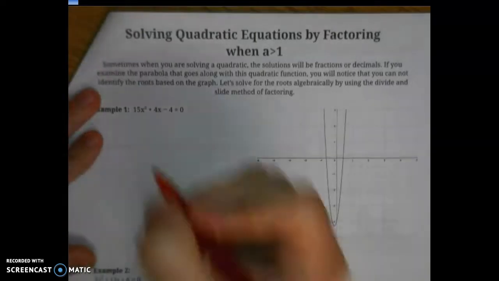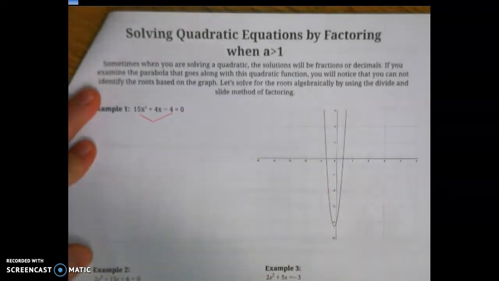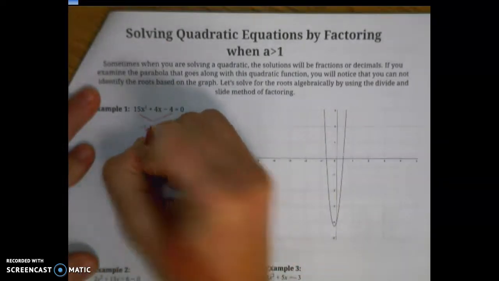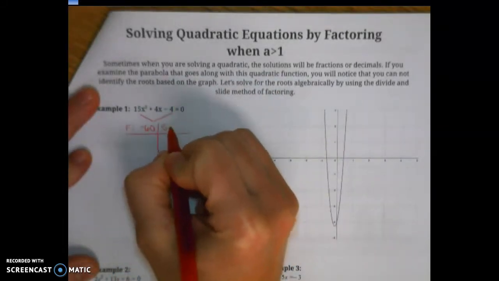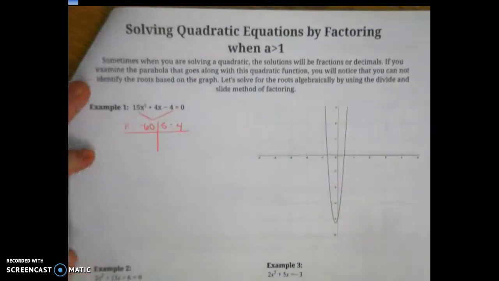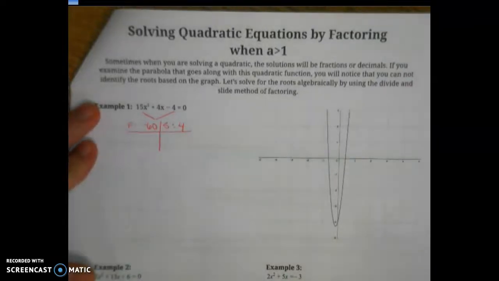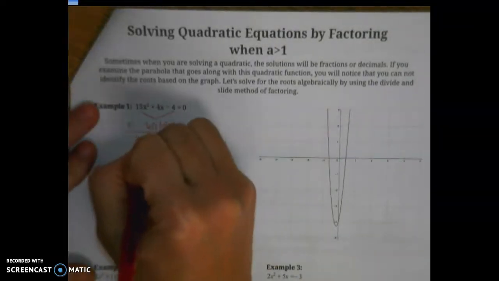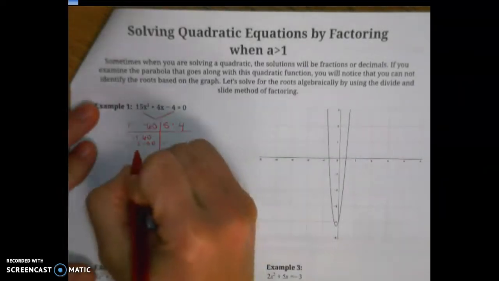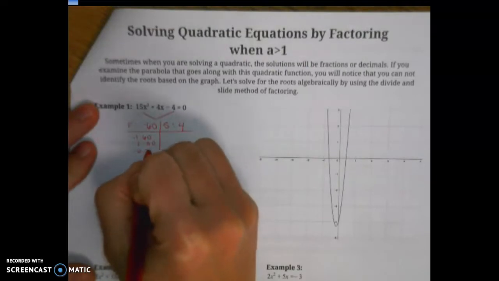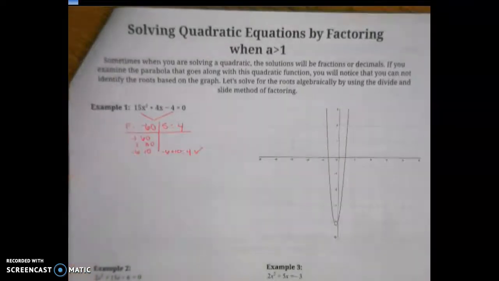So first, I'm going to slide: my 15 times my -4 gives -60. So I'm trying to find factors of -60 that have a sum of 4. If you remember this from last unit, I'm listing my factor pairs of -60. You could do -1 times 60, or -2 times 30, but neither of these add up to 4. Then you try a couple more, and you get to -6 times 10. When I add those, you get +4. So these are the two numbers that I'm going to be dealing with.